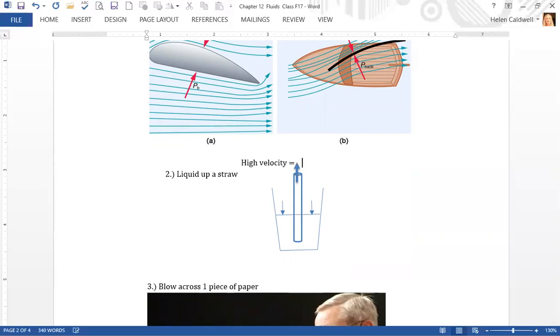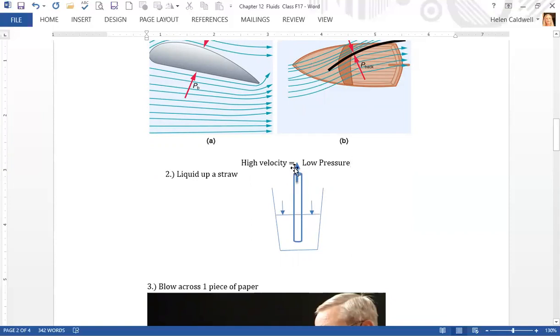and what kind of pressure is that going to give me? That's going to give me a low pressure. So by sucking on the straw, you make the air inside the straw move quickly. It has a high velocity, so it exerts a low pressure. So we have a low pressure pushing up because the air is moving up. We have a low pressure, and we have a high pressure.